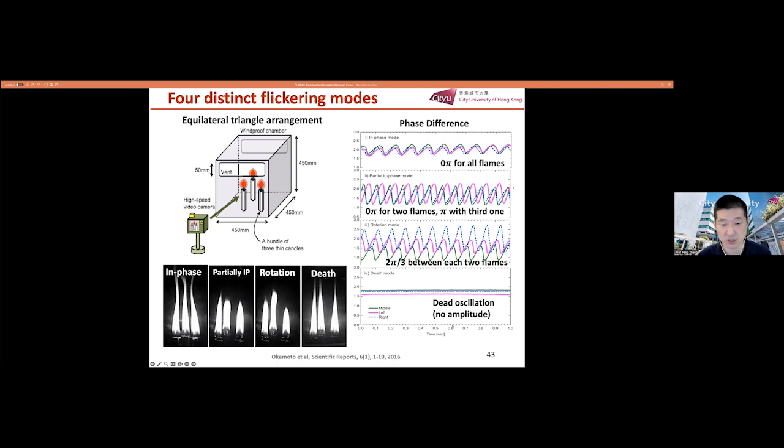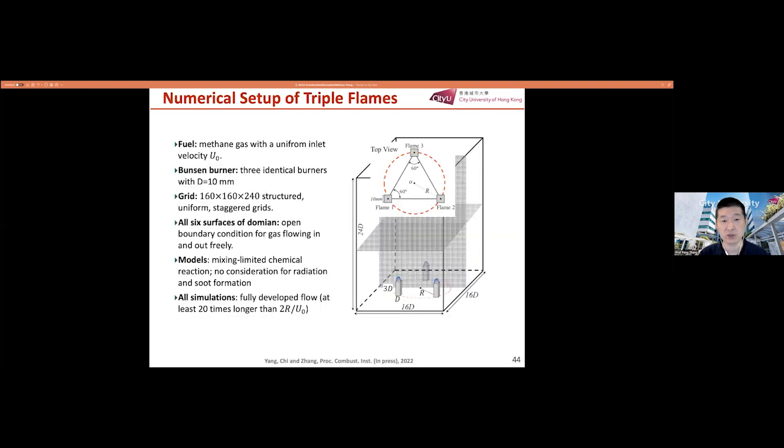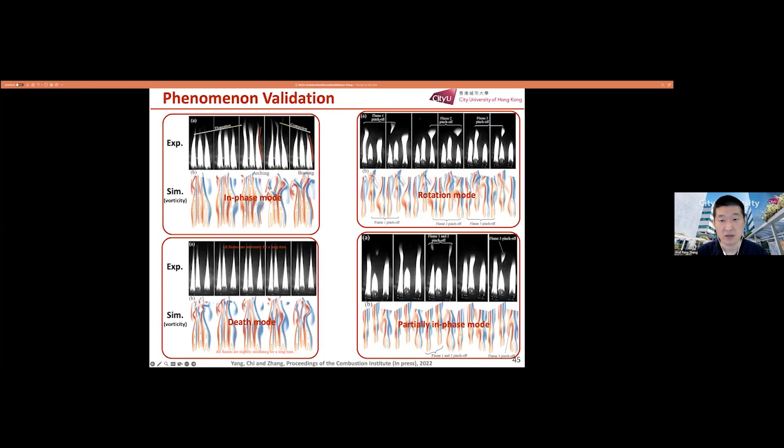And then rotational means there's the 2 pi over 3 phase difference between each two flames. And then the death mode means that the flame looks like a steady flame. There's no flickering at all. So at that time, we didn't start doing the experiment. So we use simulation again, the same computational setup, and now we have three flames. And then successfully we reproduce all the interesting phase modes, the dynamic behaviors.